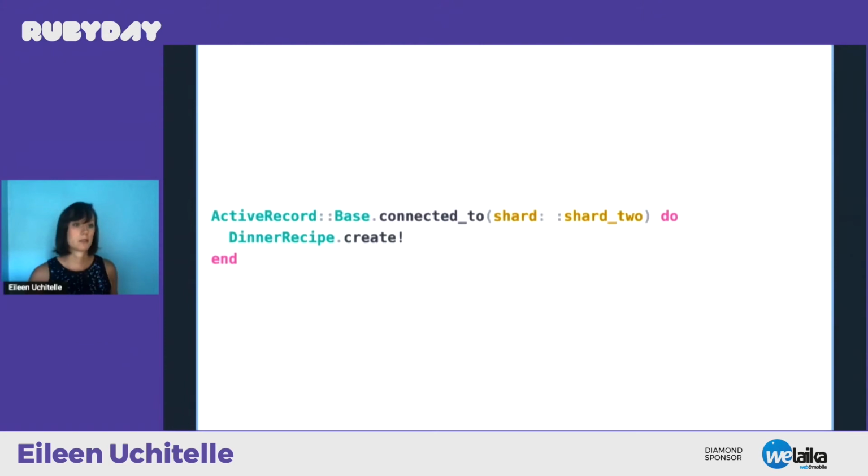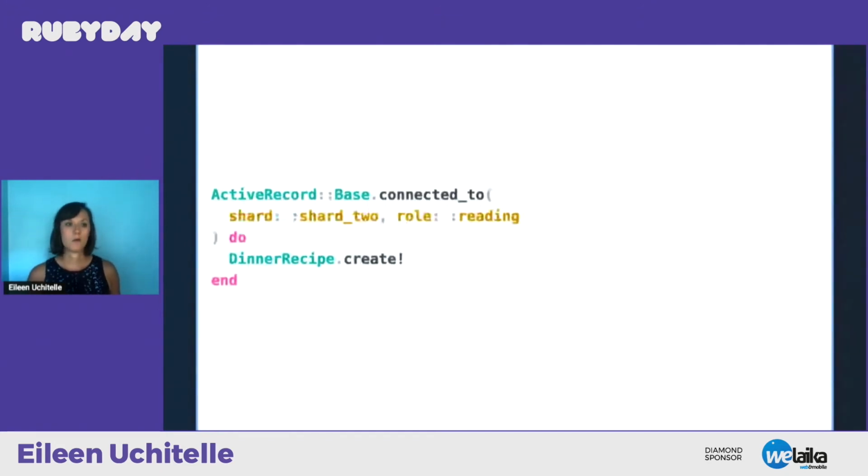Switching shards with connected_to is as simple as passing the shard key with the shard name you want to switch to. The shard key behaves similarly to the role key by looking up connections from the pool based on the context set in connected_to. If you only pass shard and don't pass role, then Rails assumes that you want the writing connection. Switching to the reading connection is as easy as calling role and shard together in connected_to.